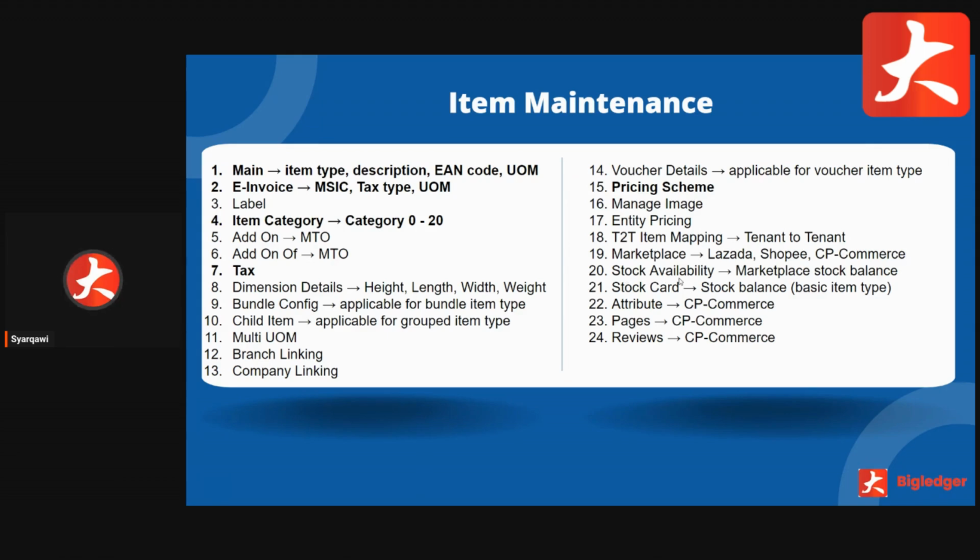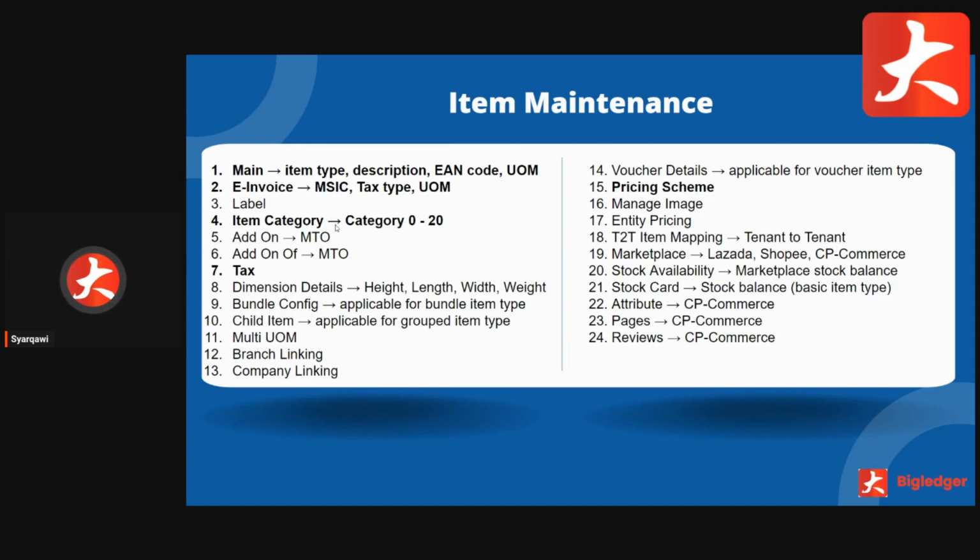Then we have the stock availability. This one is for you to manage the marketplace stock balance. And then we have the stock card to see the stock balance. This one is only for the basic item type. And then we have the attribute, page, and review. This one, if you are using our CP Commerce, then you can make use of this tab.